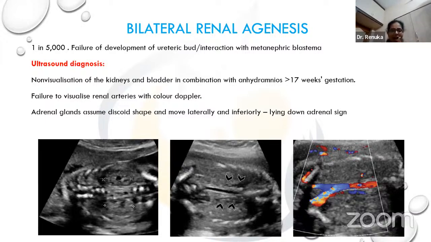In such cases, non-visualization of the bladder and anhydramnios will give a clue to the diagnosis of renal agenesis. Likewise, with the advent of color Doppler, it is even easier to appreciate the absence of renal vessels in the presence of anhydramnios. It will aid in the diagnosis of absent kidneys. How to differentiate between a kidney and an adrenal? In the kidney, the medulla is always hypoechogenic compared to the cortex. But the adrenal medulla is going to be hyperechogenic, that is, it appears bright. This will help us not miss renal agenesis.